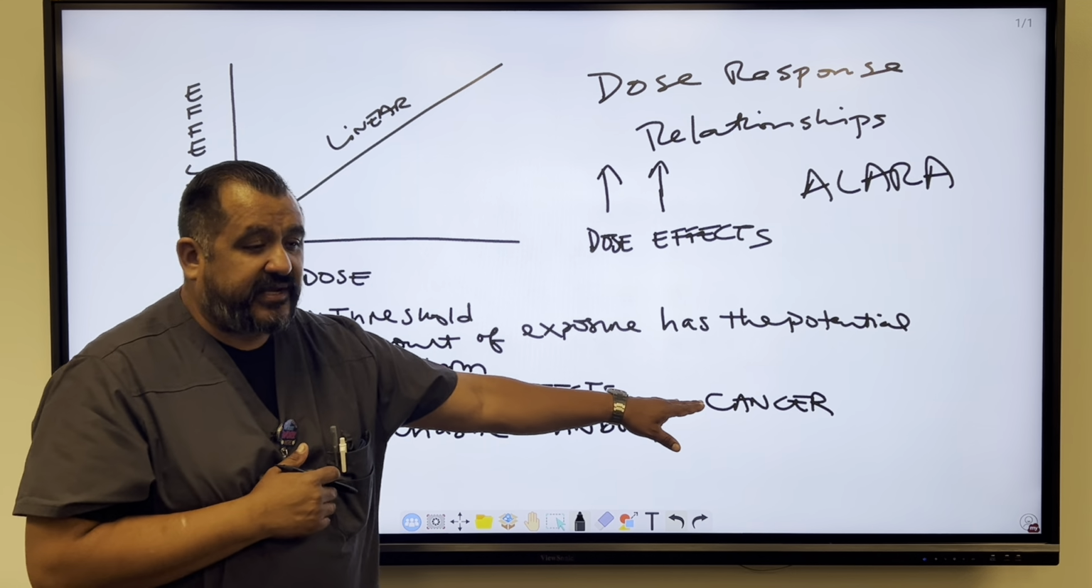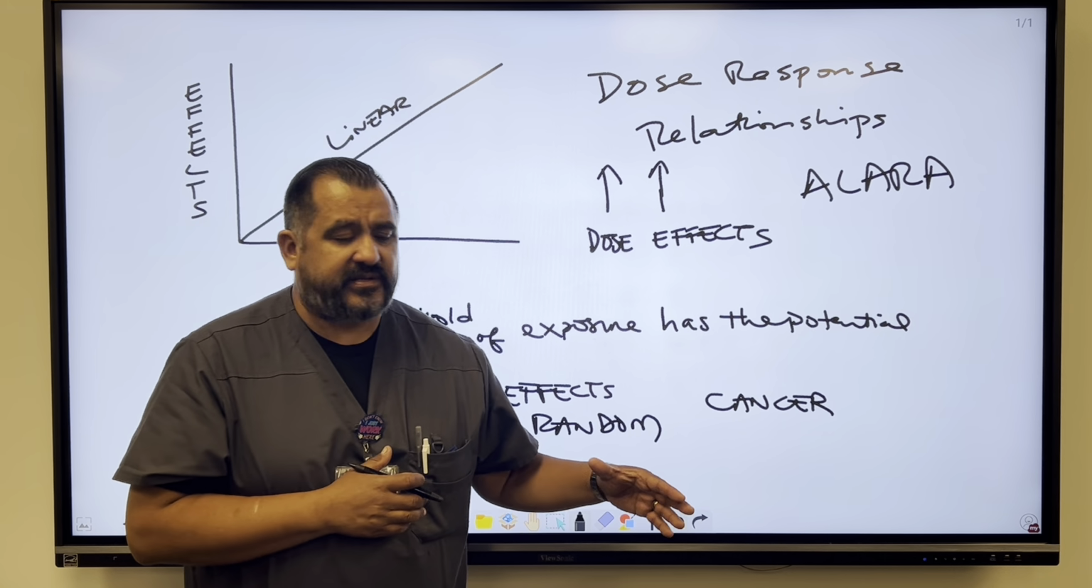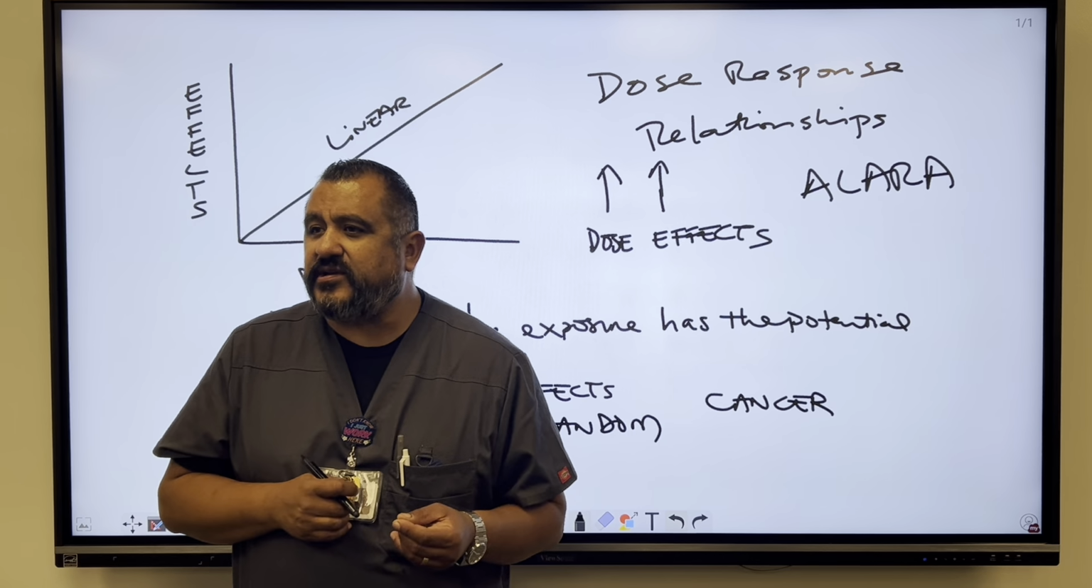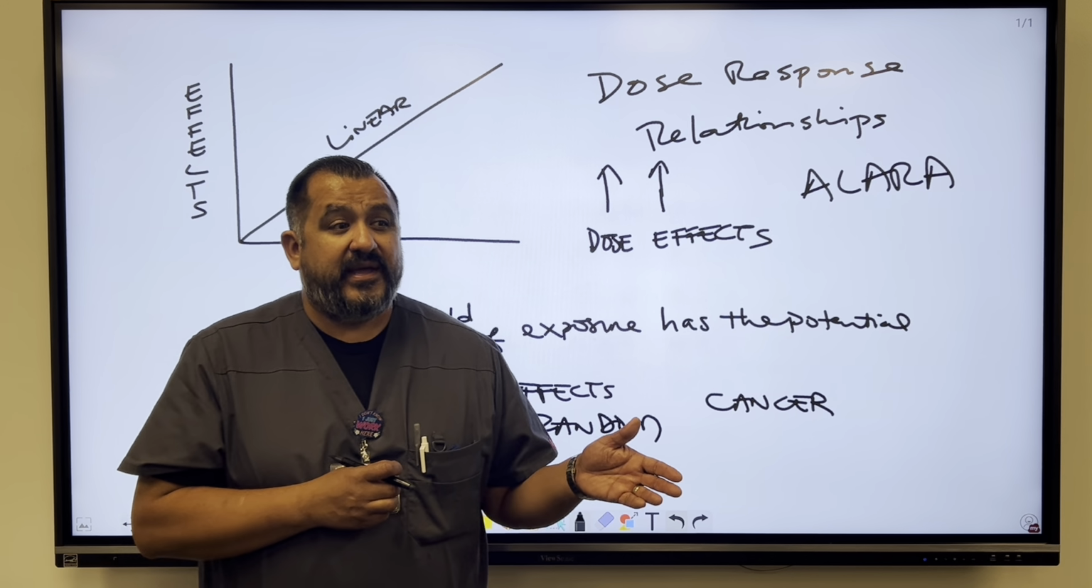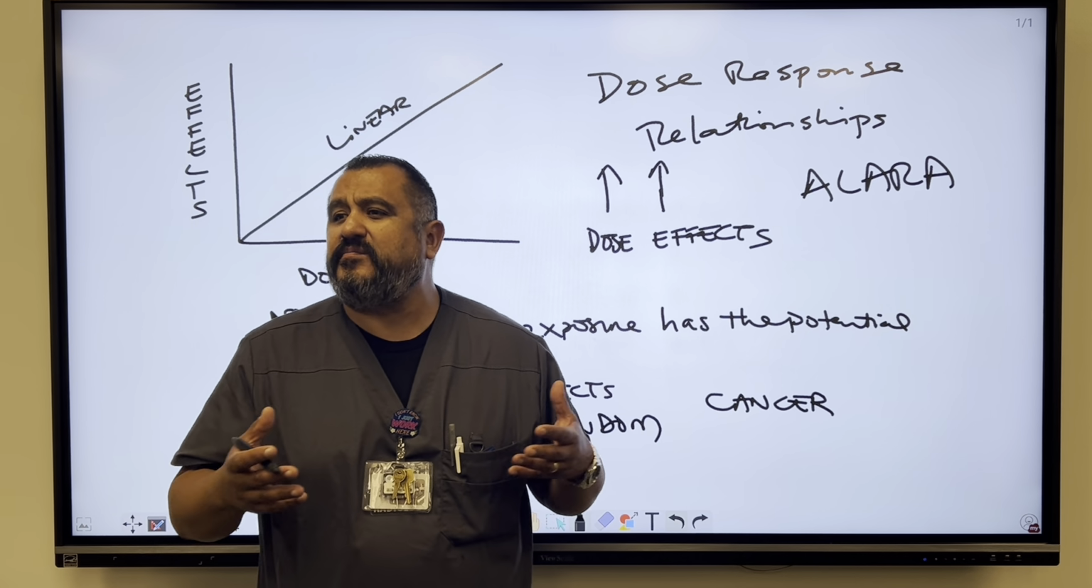So cancer, again, is the biggest risk model that they compare all the biological effects against. So with cancer, they don't know exactly how much radiation caused the cancer in the individual. Heck, they don't even know if that radiation exposure caused cancer because, again, it's random in nature.